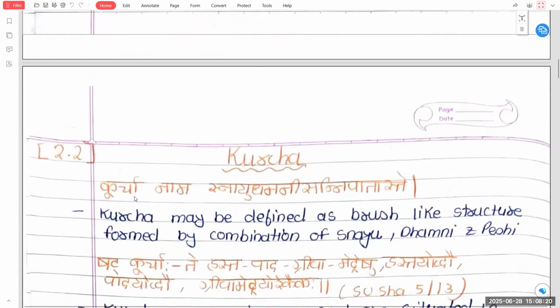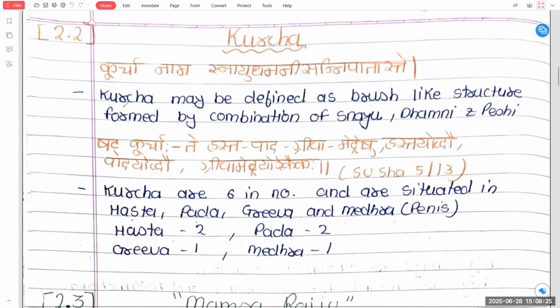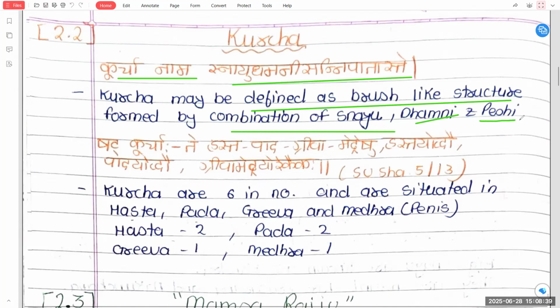Let's see the second definition. The second definition is of Kurcha. So what is Kurcha? Kurcha nama Snayu Dhamani Sannipata. Kurcha may be defined as a brush-like structure formed by the combination of Snayu, Dhamni and Peshi.